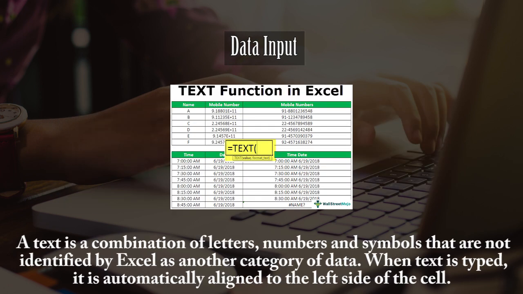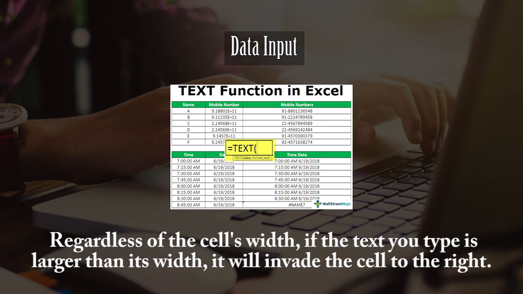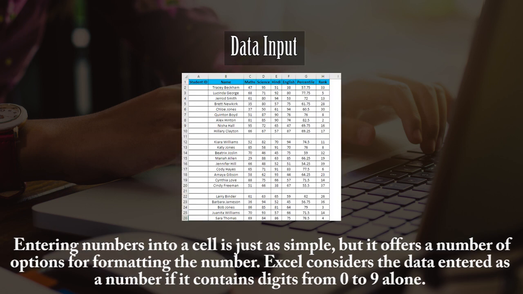A text is a combination of letters, numbers, and symbols that are not identified by Excel as another category of data. When text is typed, it is automatically aligned to the left side of the cell. Regardless of the cell's width, if the text you type is larger than its width, it will invade the cell to the right. Entering numbers into a cell is just as simple, but it offers a number of options for formatting the number. Excel considers the data entered as a number if it contains digits from 0 to 9 alone.